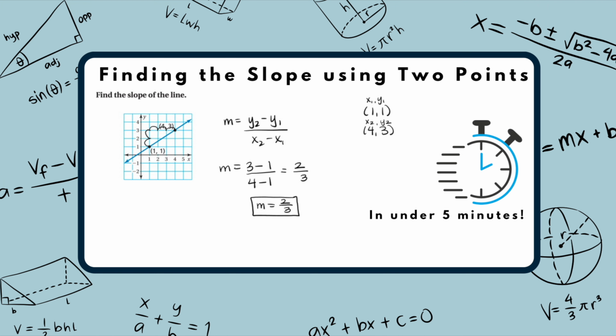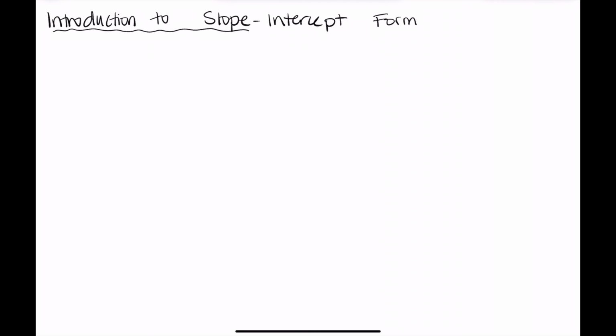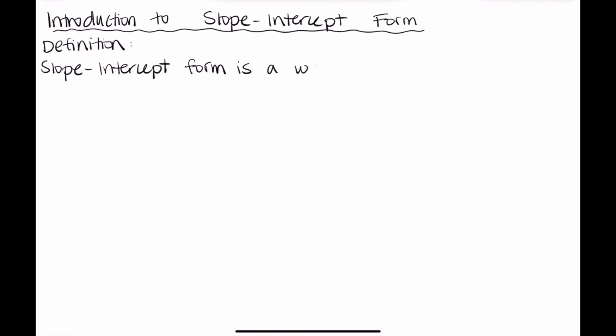Before getting into today's lesson, we're going to start off with our first learning objective, where we introduce what slope-intercept form is. To start off, let's define slope-intercept form. Slope-intercept form is a way to express a linear equation using the following formula. The formula is y equals mx plus b. This is slope-intercept form of a linear equation.